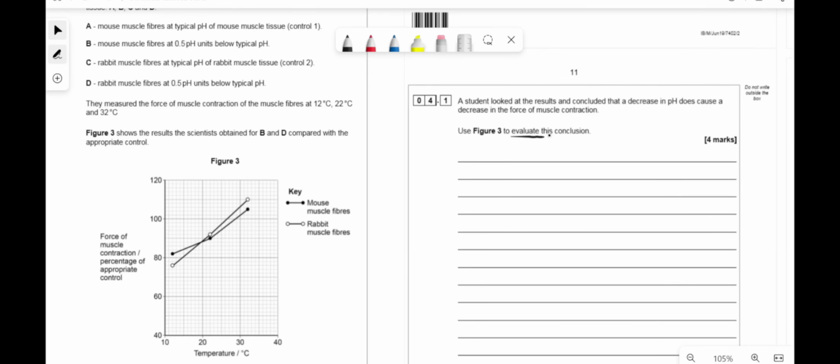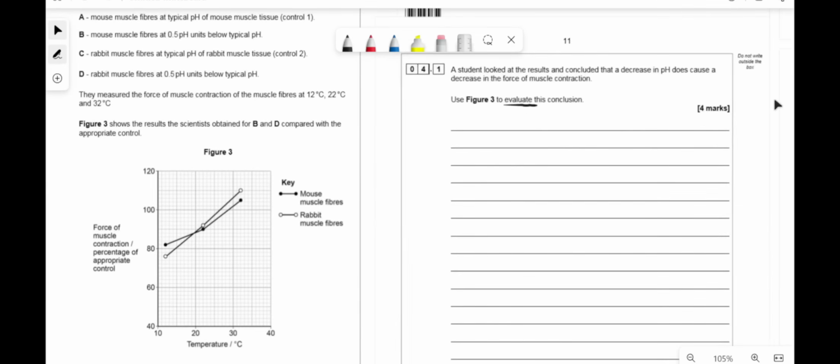So with evaluate questions, if you've watched any of my other videos, you always say for and against. So you need to say what the data says and how this supports what they say, what's against it, and what other pitfalls are present. So, sample sizes, age, sex, gender, what did they actually test it in? Was it in the actual organism? Was it in test tubes, etc.? Okay, so it says to use this figure to evaluate this conclusion.